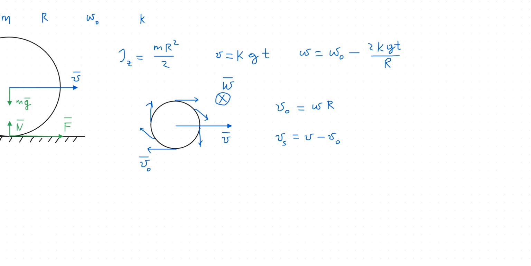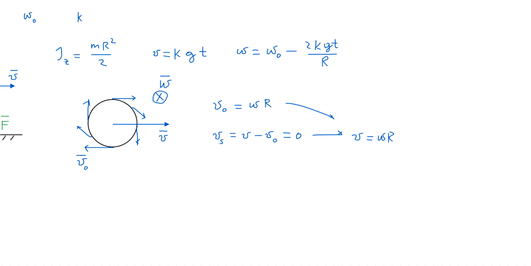And of course, when slipping stops, this velocity becomes equal to zero at the moment in time when slipping stops. And from here and here we have that v will be equal to omega r. This is the condition of stop of slipping.